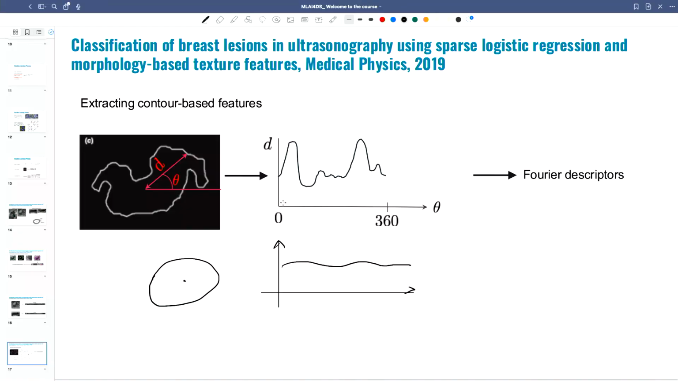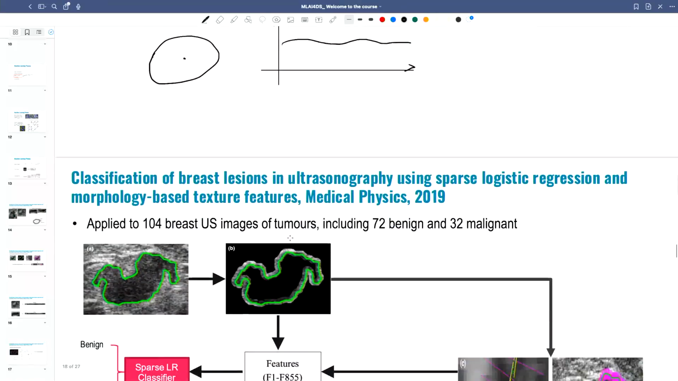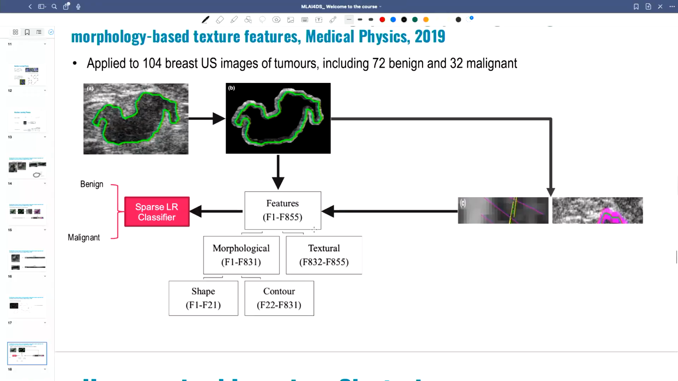This is the second step of our machine learning process. My aim is to teach you the machine learning process for this example. So once we've got the features, both from the texture and the signature of the tumor, some of which are morphological, some textural, etc., then we can have the model. This is called a logistic regression, a sparse one, that would classify our set of features into benign and malignant.